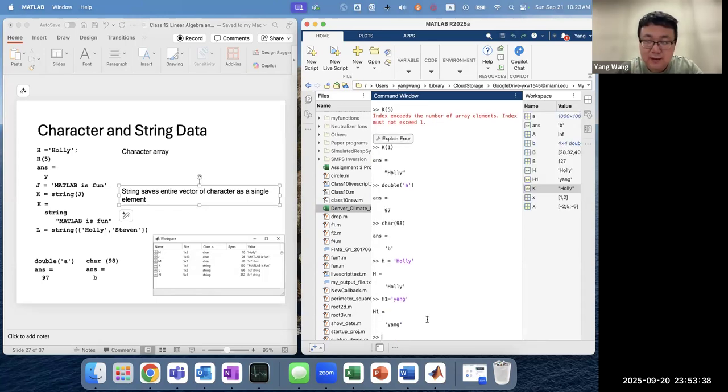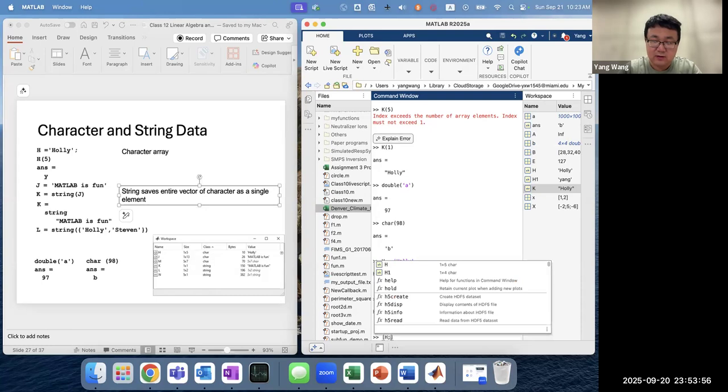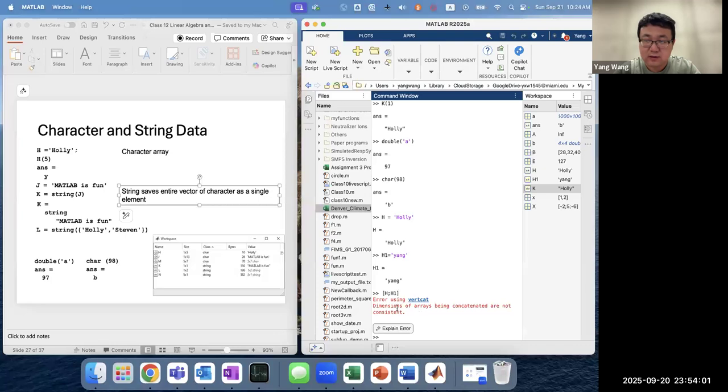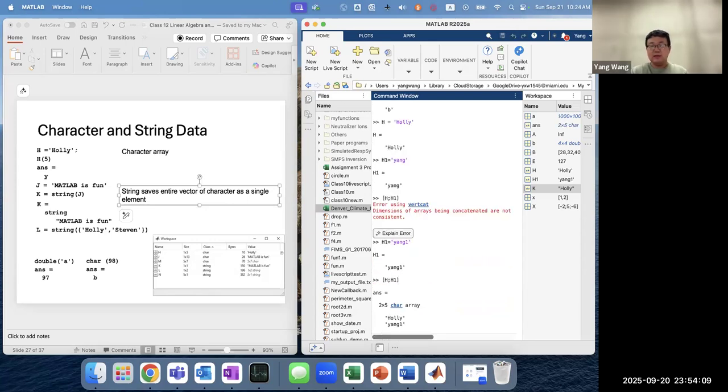Okay, so then let's say that we try to form an array that combines holy and young. It doesn't work because this one has 5 elements and this one has 4 elements, right? So if you want to concatenate it, let's say create a new array of H and H1, right? It's going to say that they're not consistent unless, let's say, we define H1 as young 1. So in this way, they can be combined. So you see that now if we want to combine character arrays, they have to have the same dimension.